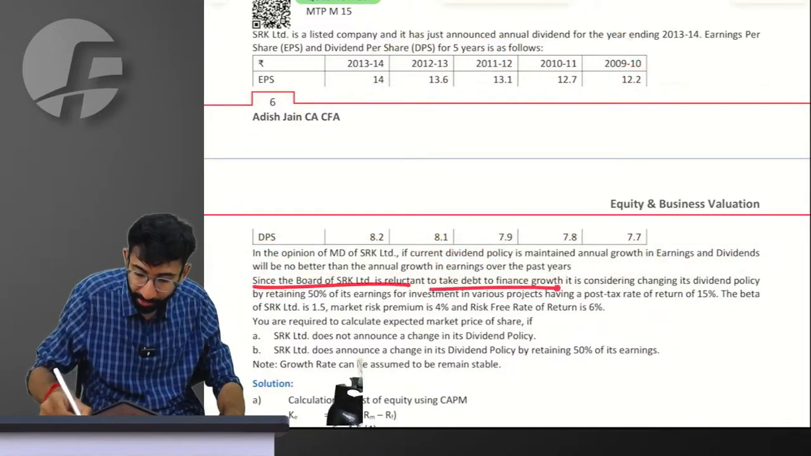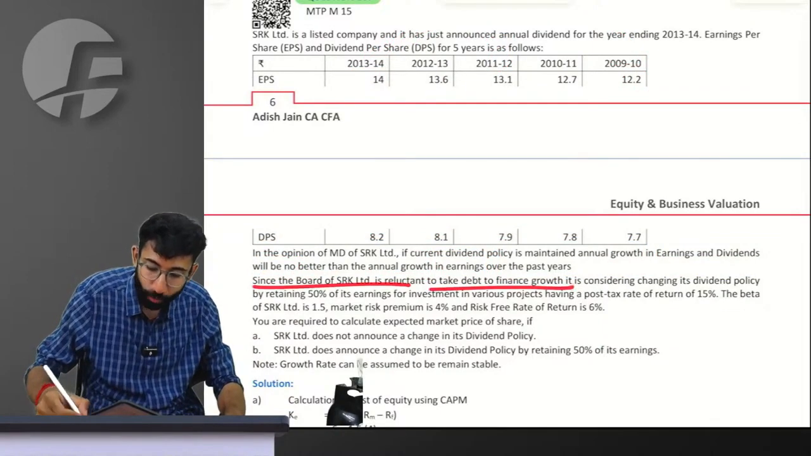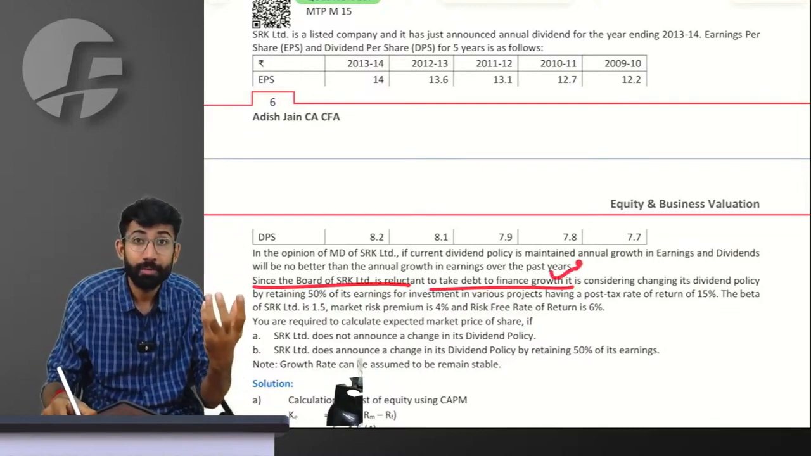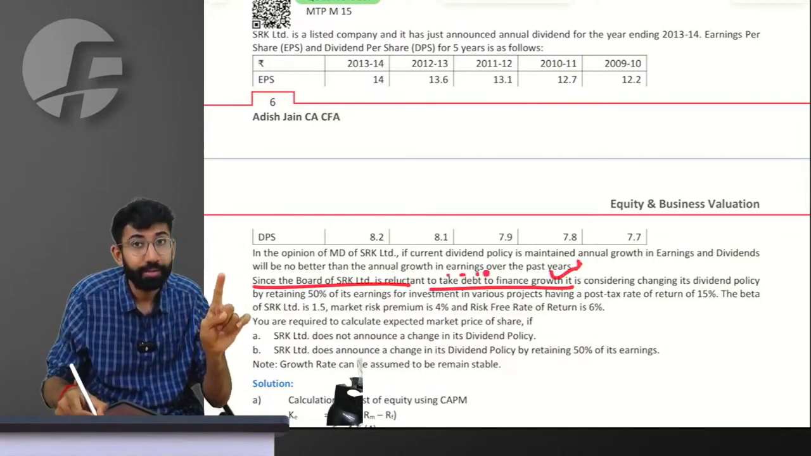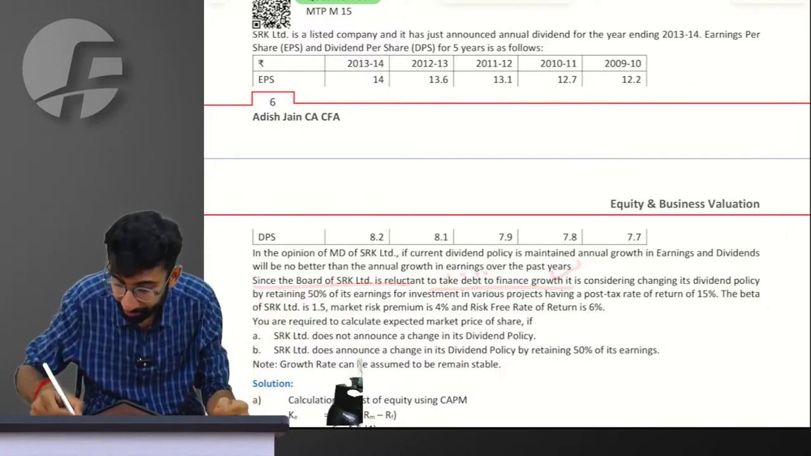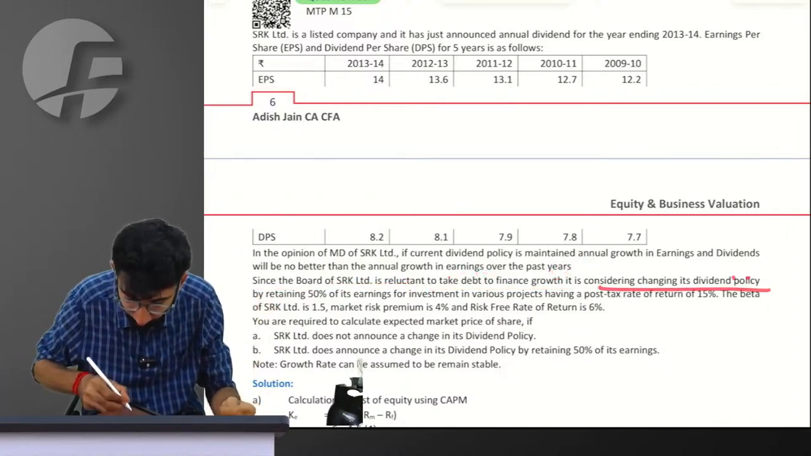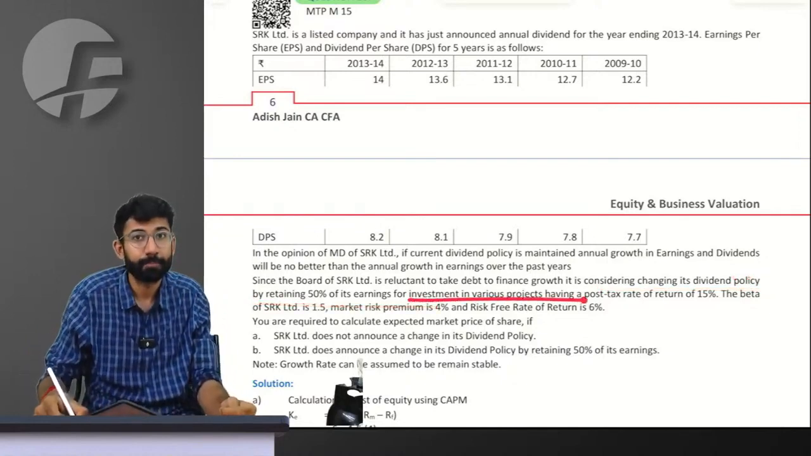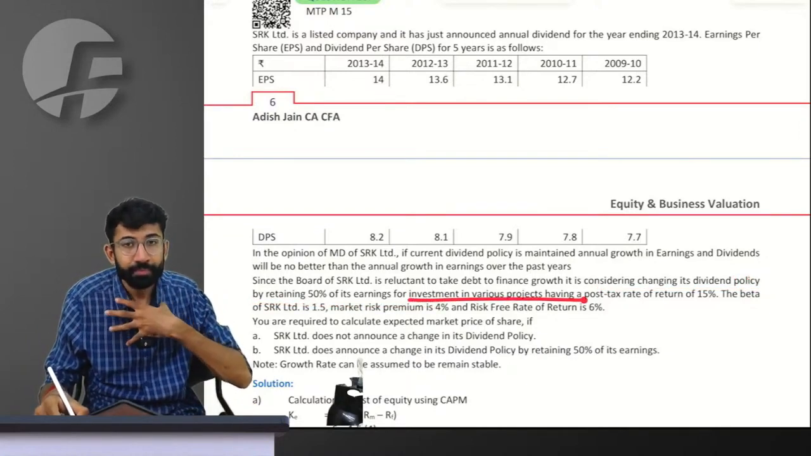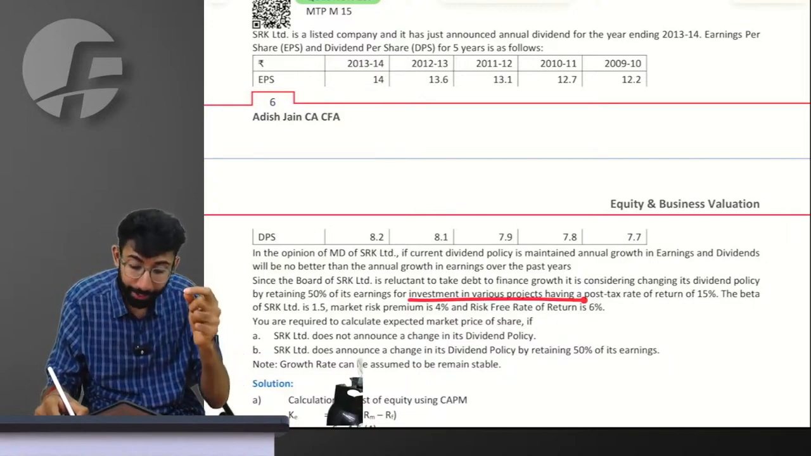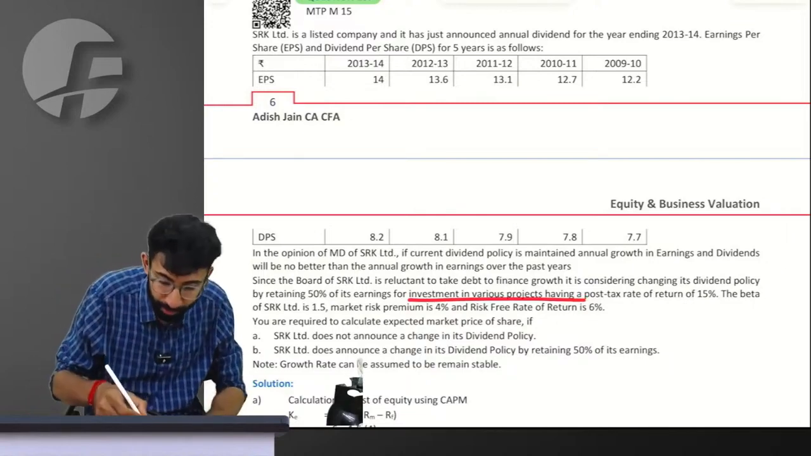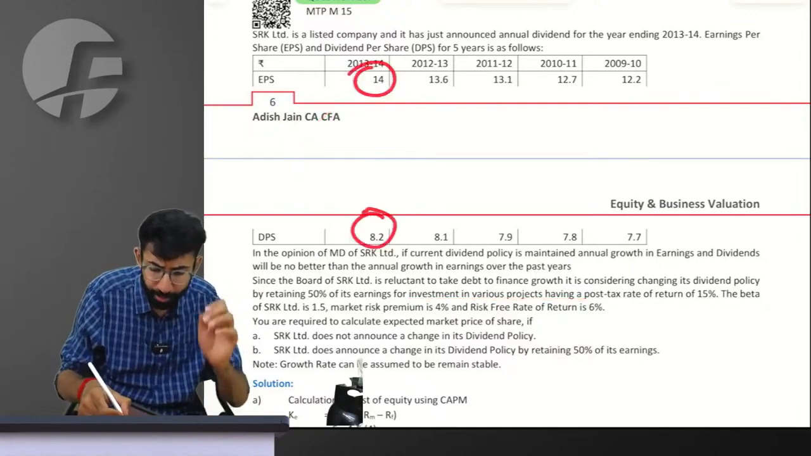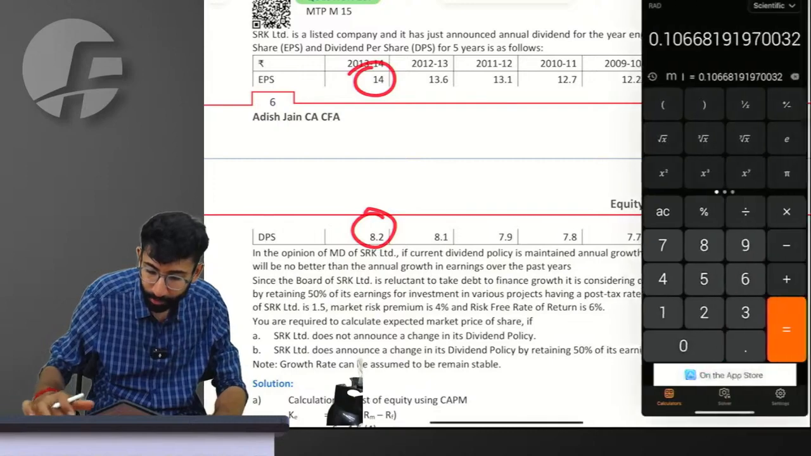Since the board is reluctant to take debt to finance growth, now since we want to grow, we would need more capital in the business, but we don't want to take the debt. We find it risky, right? It is considering changing its dividend policy by retaining 50% of its earnings for investment in various projects. I'm now planning to retain 50%. How much was I retaining in the latest year? For example, just for the calculation, see how much is the number.